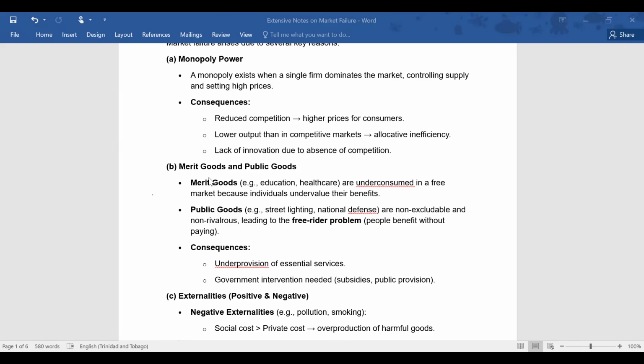If you have too little merit goods, so the merit goods are being under-consumed, not everyone wants to buy them, but a lot of people want to buy the demerit goods because they undervalue the benefits of the merit goods and they overvalue the benefits of the demerit goods, then that would lead to market failure.